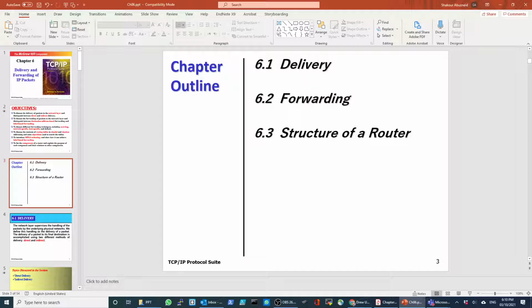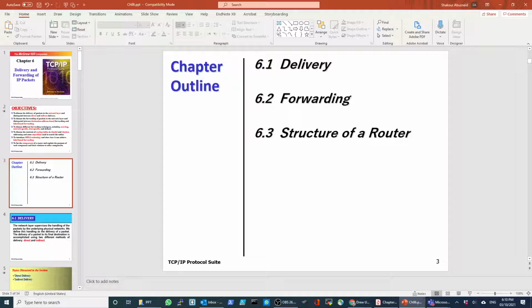And forwarding, what does it mean? The destination and the source are apart from each other and they have to go through routers. So the router, what is the other name for the router?